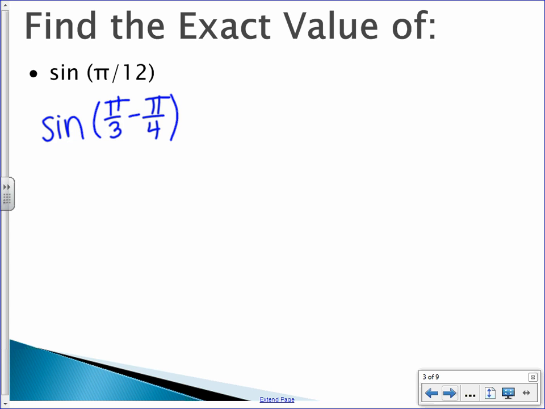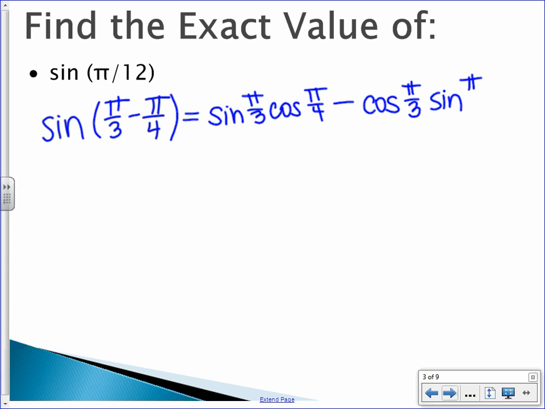So now reference your formula. The sine of u plus v is the sine of u cosine of v plus the cosine of u sine of v. All right, so this is going to be the same as the sine of pi over 3 times the cosine of pi over 4. Since it's subtraction, we keep subtraction, and now we say the cosine of pi over 3 sine of pi over 4.